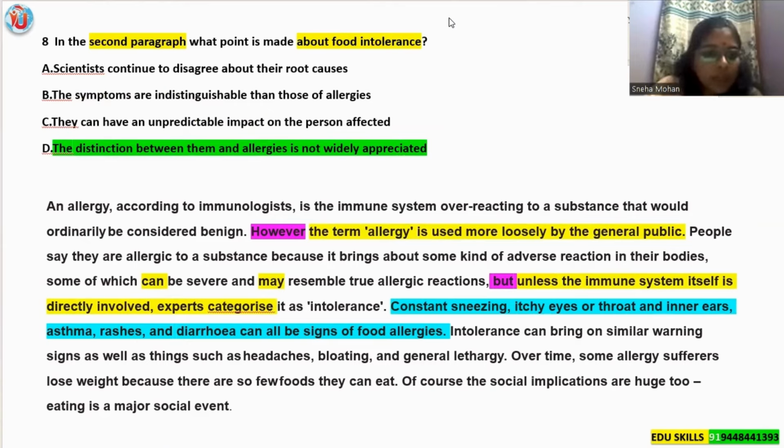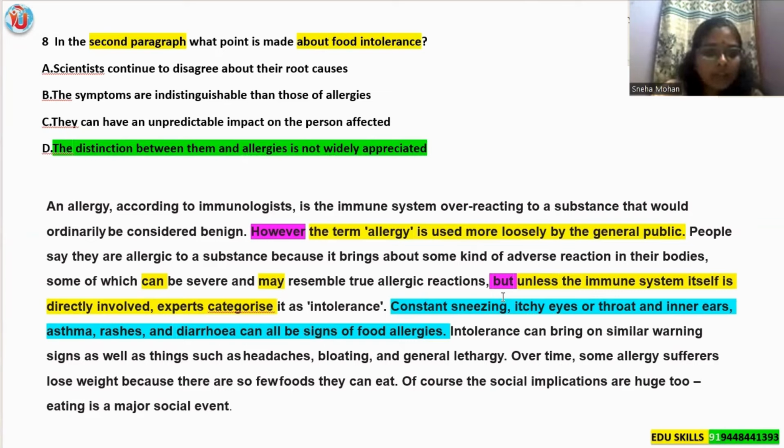See, as you read this paragraph, the second sentence begins with a contrast word, however. However, the term allergy is used more loosely by the general public. That means that the public is not clear about this term allergy. That is the meaning of the sentence. Next, if you come to the fourth line, there's a contrast word, but. But unless the immune system itself is directly involved, experts categorize it as intolerance.